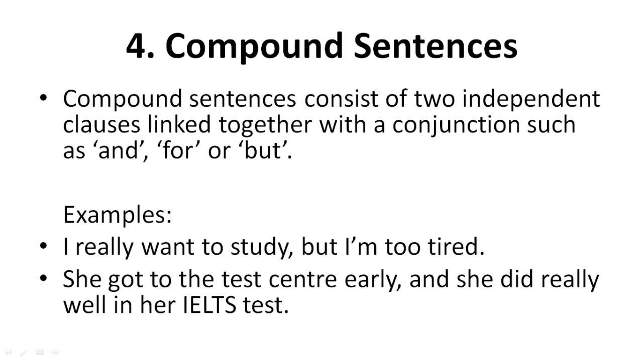Compound sentences. Compound sentences consist of 2 independent clauses linked together with a conjunction such as and, for, or but. Its examples are: I really want to study, but I am too tired. She got to the test center early and she did really well in her IELTS test. Some students think these sentences are too simple to count as complex, but they are wrong.